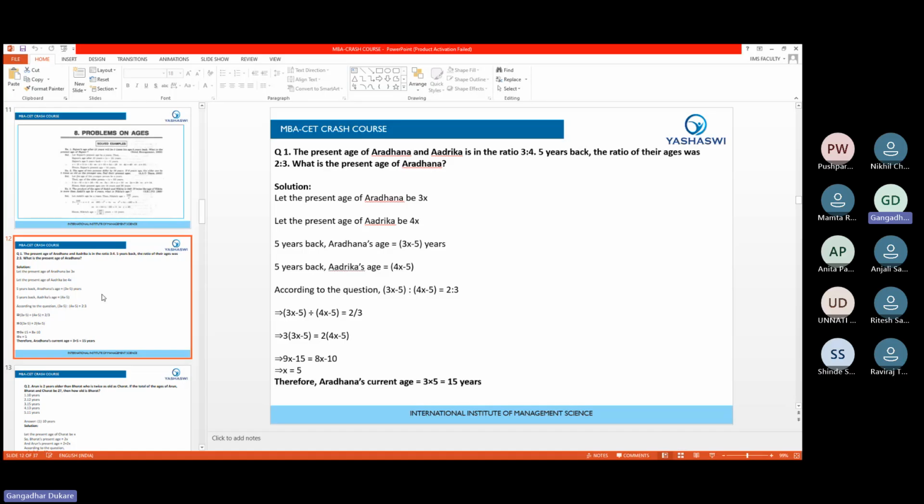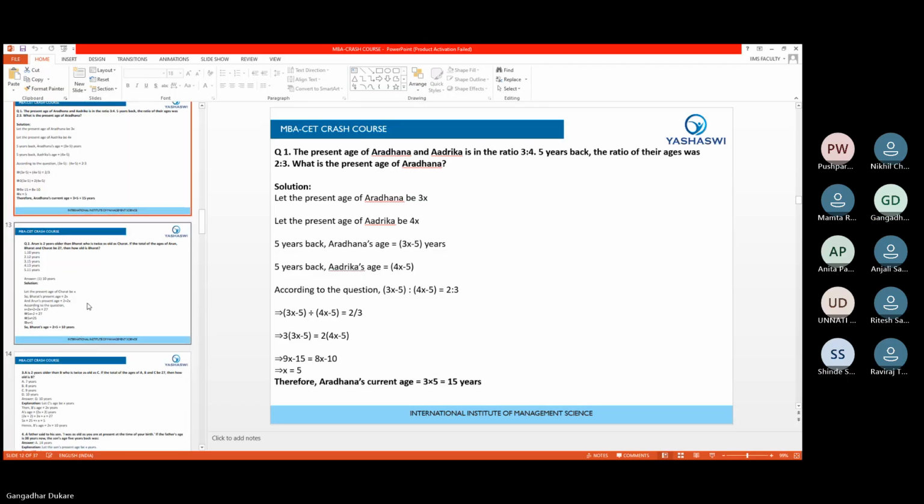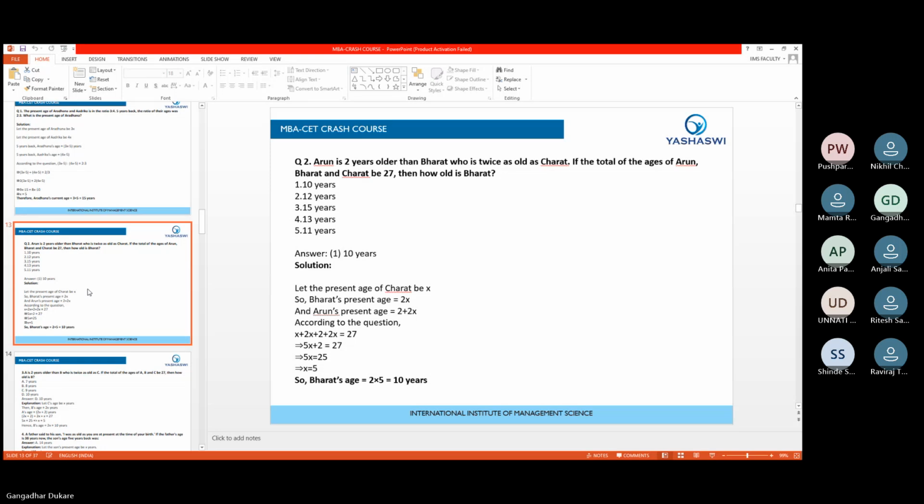The age of Aradhana that we need to calculate is 3x. Putting the value of x into 3x, that is 3 into 5, equals 15 years. Likewise you can calculate the other question also. Let's start from your side also. Okay, try to practice it from your side.